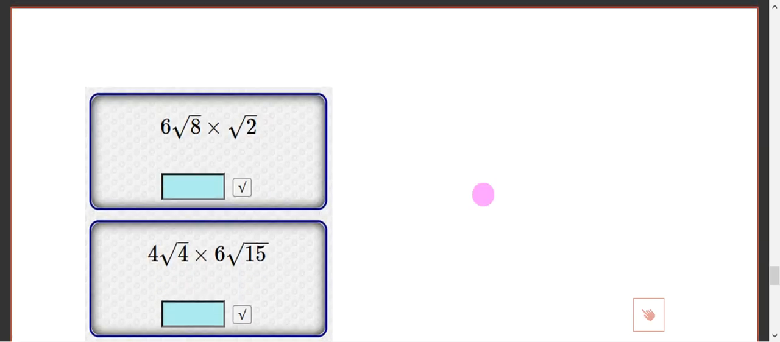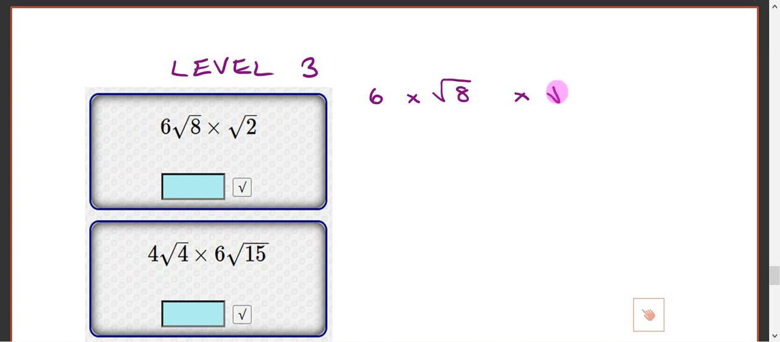Right. Over the page, this is the level 3 stuff. So this is an interesting one. With this one, what I suggest is you think of it as, like we were doing, I'm going to start with 6 times the square root of 8 multiplied by the square root of 2. Again, we're trying, if possible, to remove any rational parts that we can.